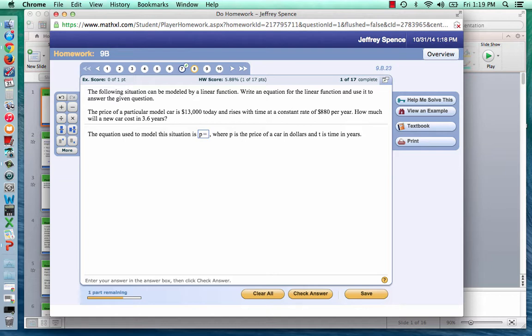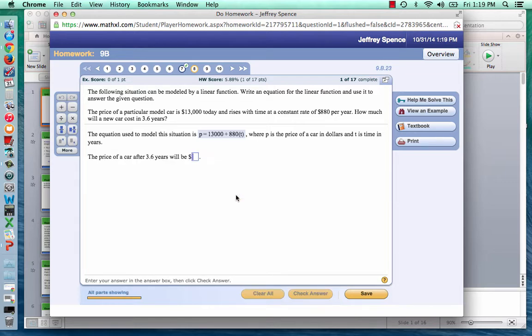Well, we write our initial value. We start with an initial value of 13,000, and then we add or subtract our rate of change. Since this is increasing, our rate of change is positive. So it increases $880 for every year. We multiply the years by 880. Every year after today, it will increase by 880 added on to 13,000, which is what it started off with this year. So check the answer.